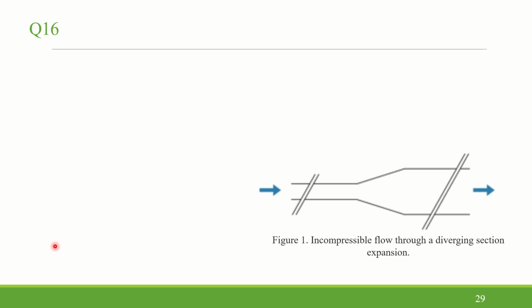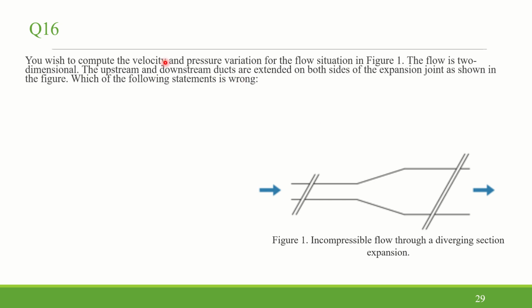Now we will go to question 16. In question 16 again we have the same figure of incompressible flow through a diverging section, expansion. Looking at the question, you wish to compute the velocity and pressure variation for the flow situation in figure 1. The flow is two-dimensional. Upstream and downstream ducts are extended on both sides of the expansion just as shown in the figure. Which of the following statements is wrong?